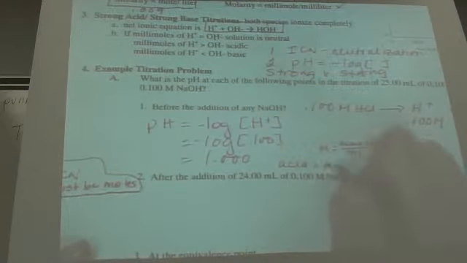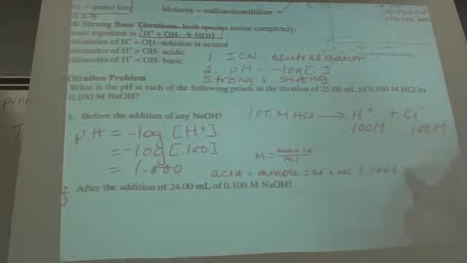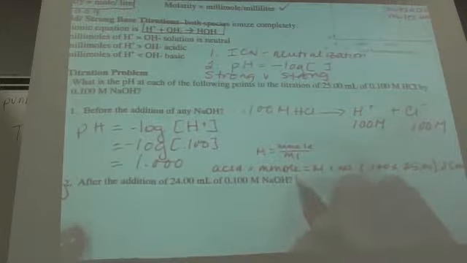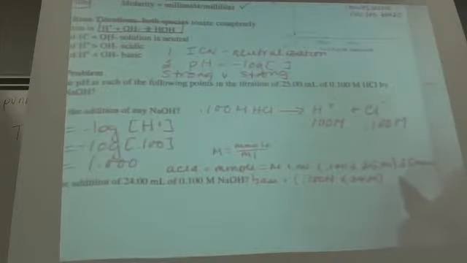So the millimoles is the molarity times the number of milliliters. Our molarity is 0.1. Our volume is 25 milliliters. So we have 2.5 millimoles. Our base, we have 0.1 molar times 24 milliliters, which is 2.4 millimoles.